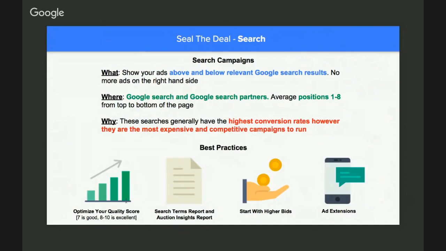You could also look at the auction insights report, which shows you what other websites are bidding on these terms. So it's a good way to understand what your competitors are doing, and then also what your users are actually searching.